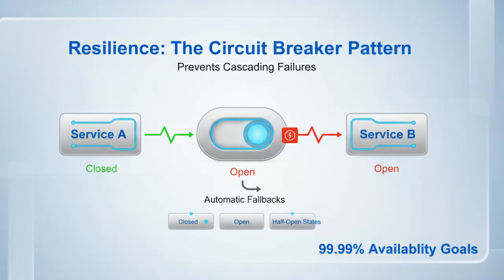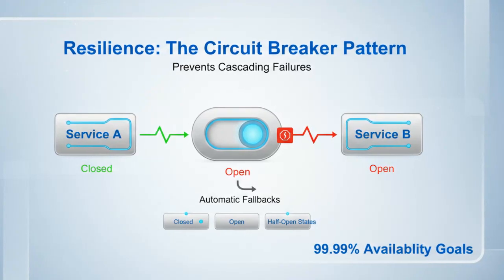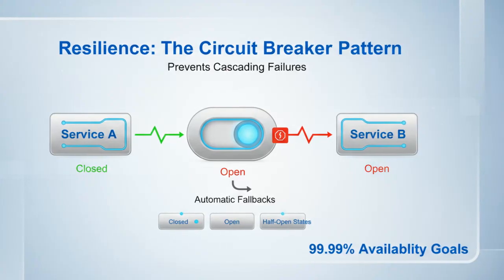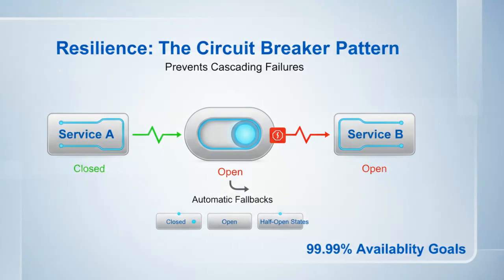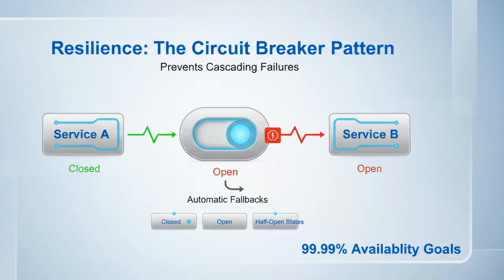This gives the failing service time to recover and prevents the entire system from grinding to a halt. Once the service is healthy again, the circuit closes and normal traffic resumes. This is a cornerstone of building highly available systems that can survive partial outages.